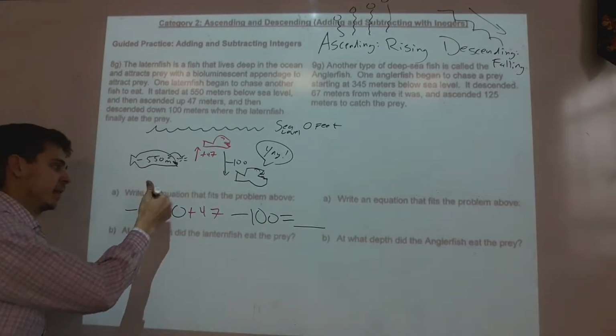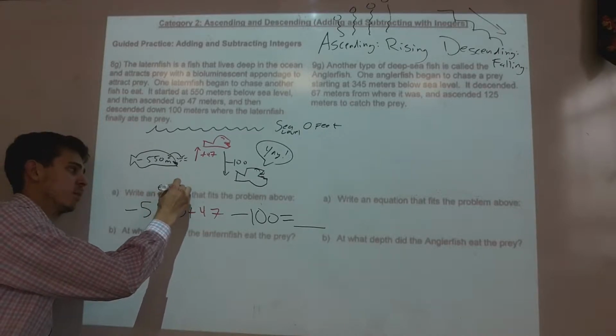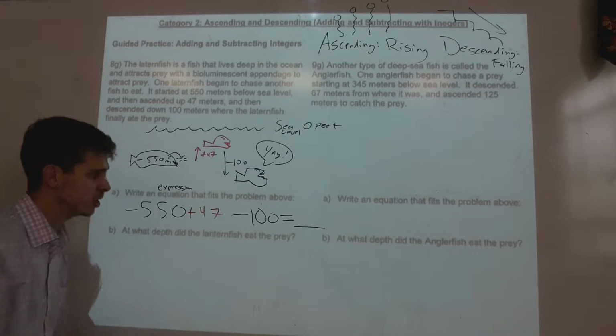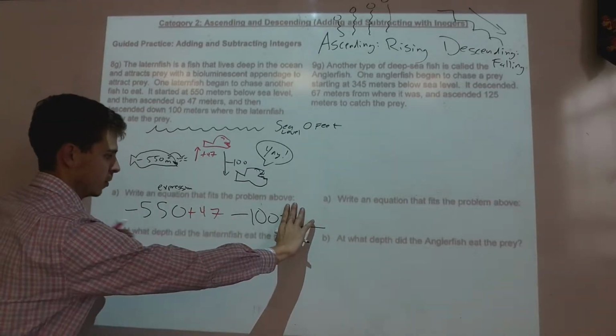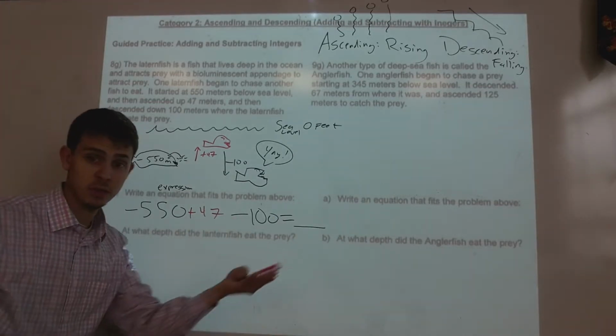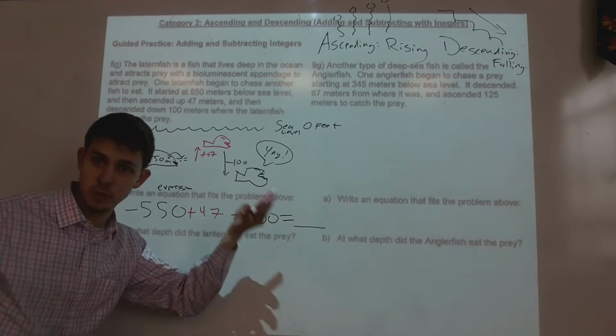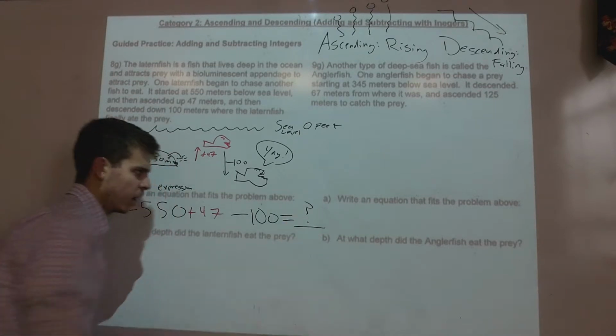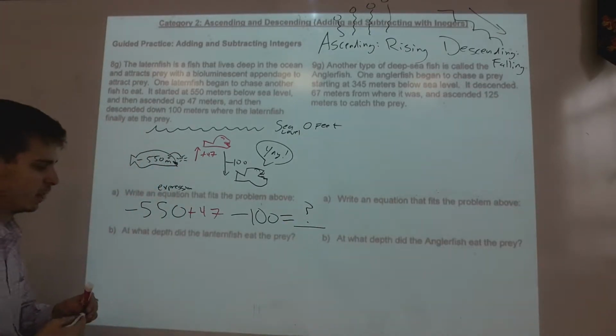Now, this said expression. What is the difference between an expression and an equation? An expression is just this. There's no equal sign. An equation is where there's an equal sign. You have two sides to it. Okay, so equals something, and this is where we're just going to do this addition.